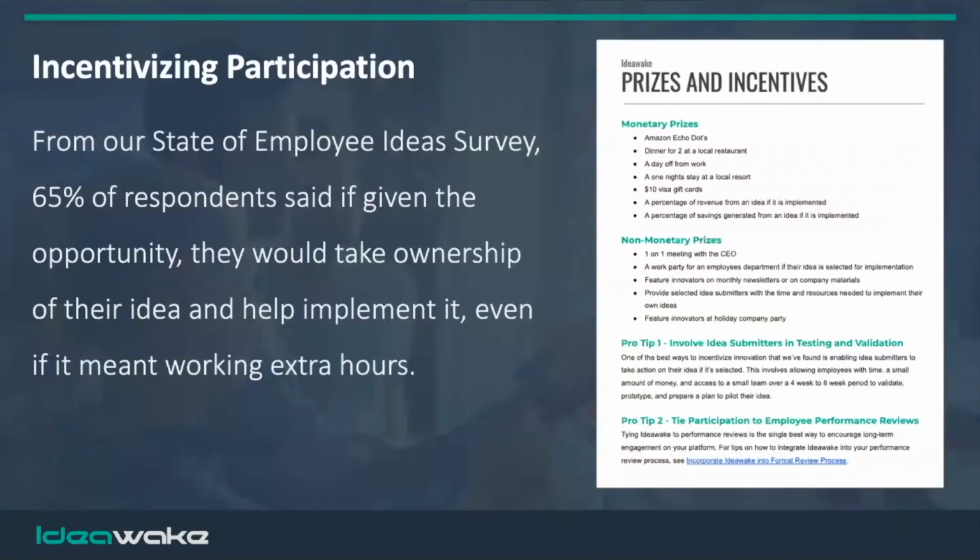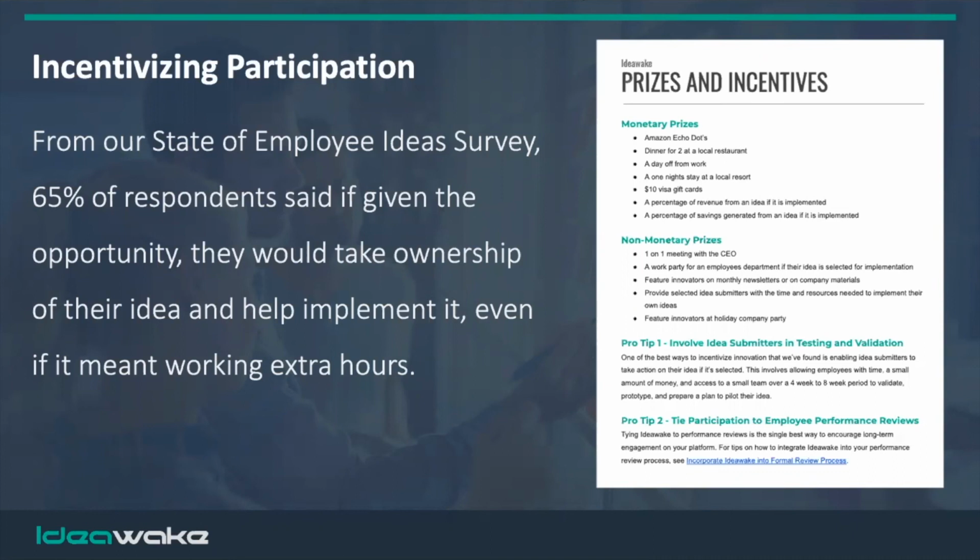Regarding incentivizing participation, this is specifically for employees. There's another side of this for managers, mid-level management in the company, but we actually included this in our survey. One interesting thing that we found was that we asked what incentivized people to participate in these programs, but also if they had the opportunity to implement their idea, even if it meant working more time for the same amount of pay. 65% of respondents said that they agreed, and if they were given the opportunity, they would take ownership of their idea and help implement it, even if it meant working extra hours.